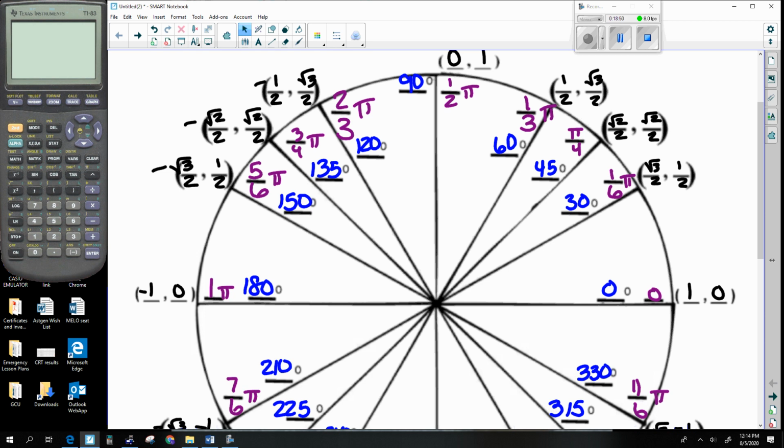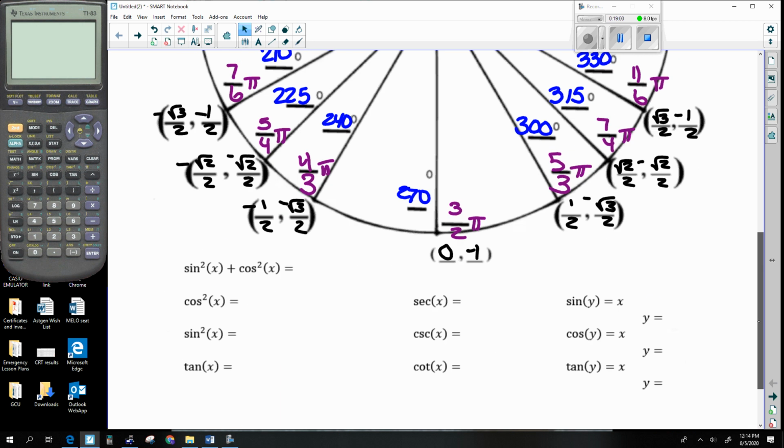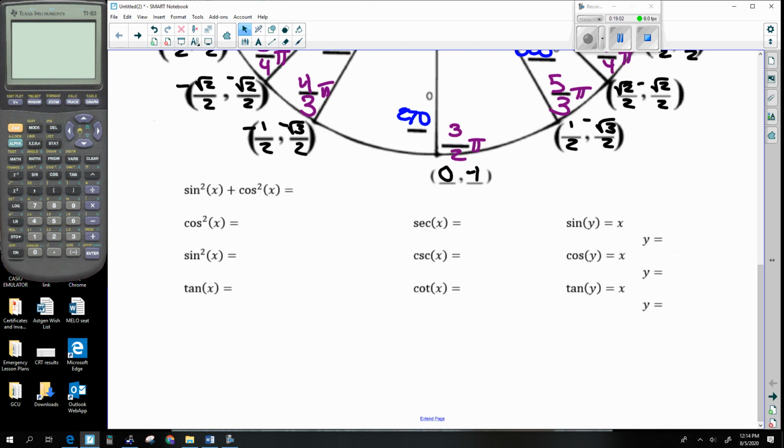All right, so some of you might be up to speed. Some of you might need to work on it. So again, this is your reference to that. Okay, what else is there to this? Some basic trig identities, like how do you manipulate sines and cosines and things like that?